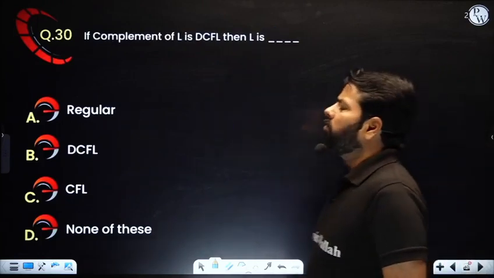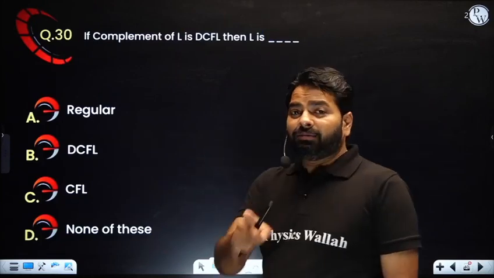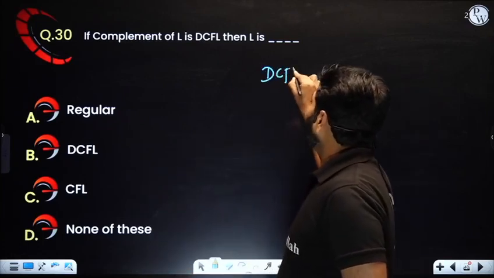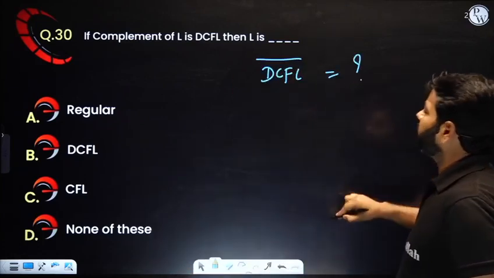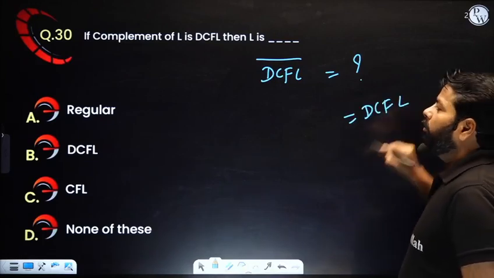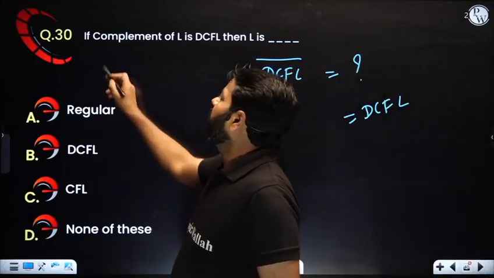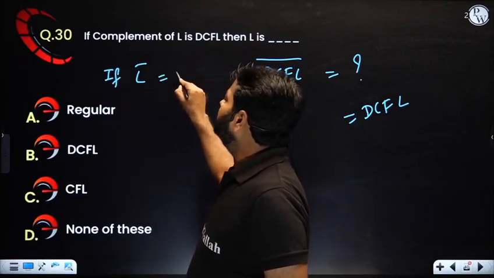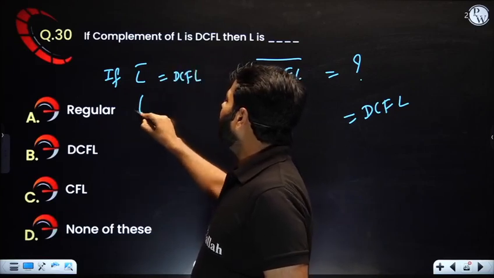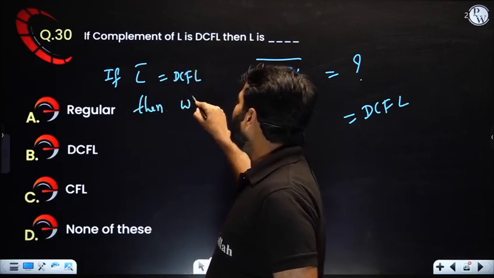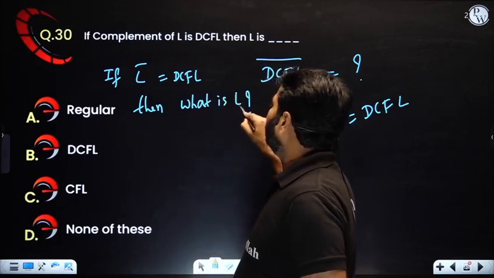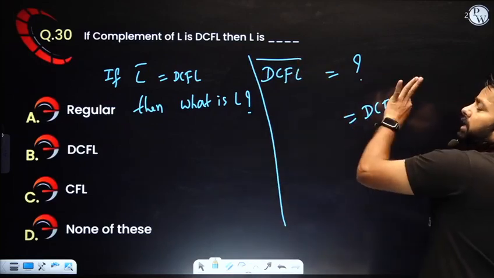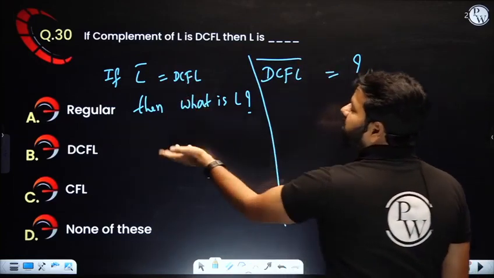Next, complement of L is DCFL. Again I am saying, I did not ask complement of DCFL. That's different. We already know when you do the complement of a DCFL, it happens as DCFL. But I didn't ask that way. Now this question is different. If L complement is DCFL, then what is L? So understand, these two questions are different. Here DCFL complement is what? Here L complement is DCFL, what is L?